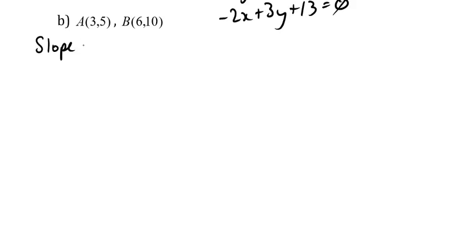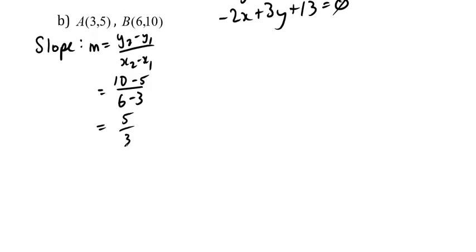Slope m equals y2 minus y1 over x2 minus x1, which is 10 minus 5 over 6 minus 3. Is that right? 10 minus 5 is 5. 6 minus 3 is 3. 5 over 3, done. Do I have the slope of the line? Yes, check. Do I have at least 1 point? Yes, check. I can use my formula to find the equation of the line.